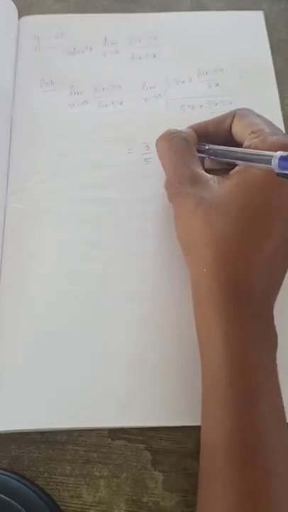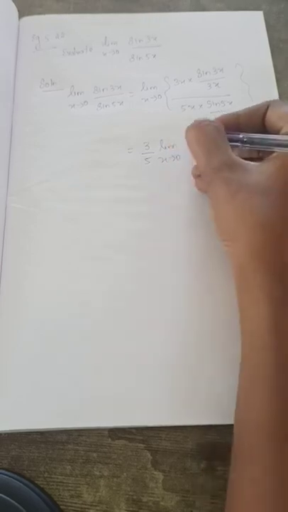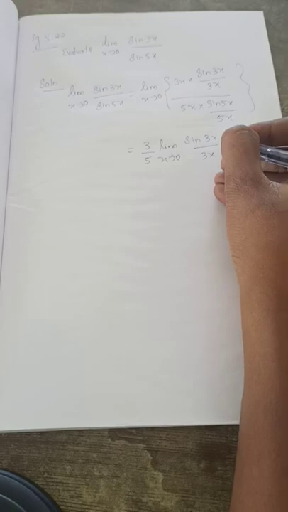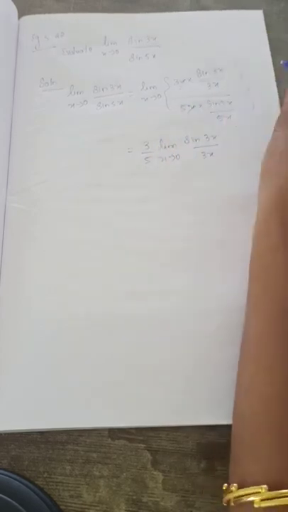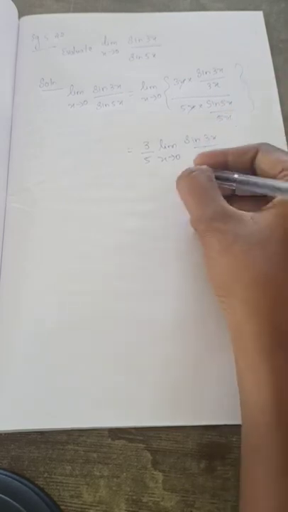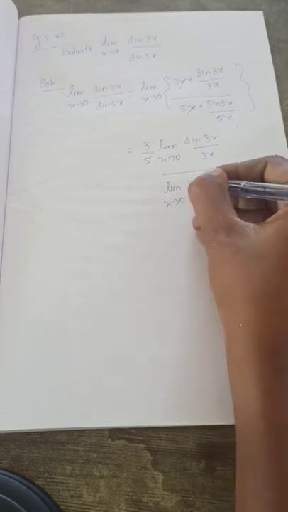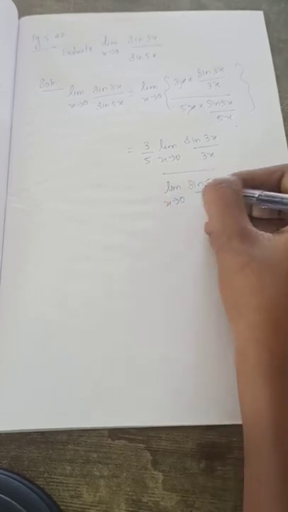So that's equal to 3 by 5 limit x tends to 0 sin 3x divided by 3x. I have cancelled the x and x and brought this 3 by 5 out. That's a balance. Next one, divided by limit x tends to 0 sin 5x divided by 5x. Now listen there.